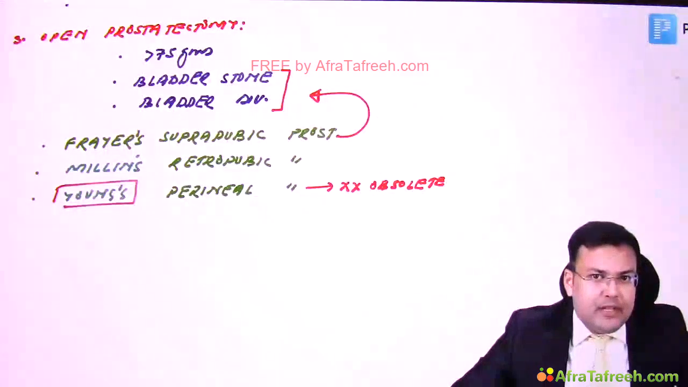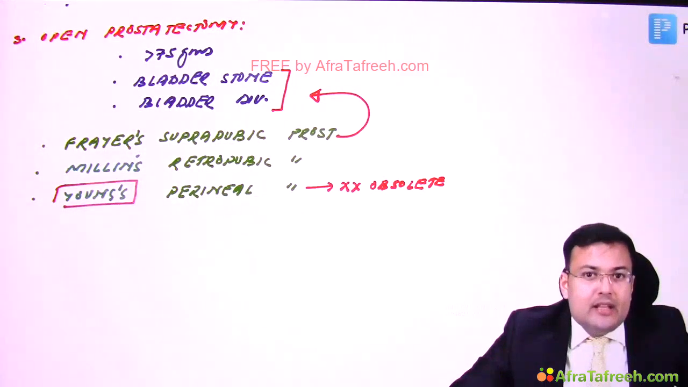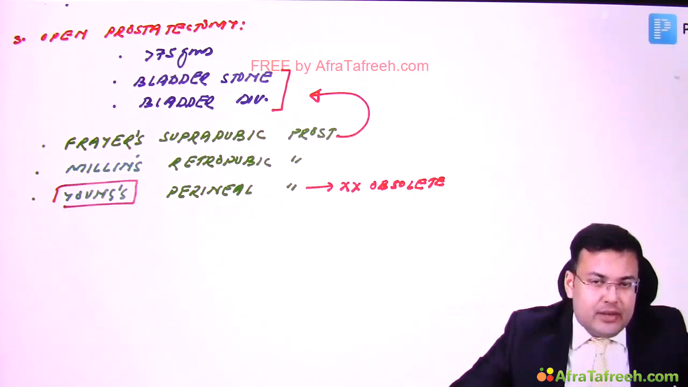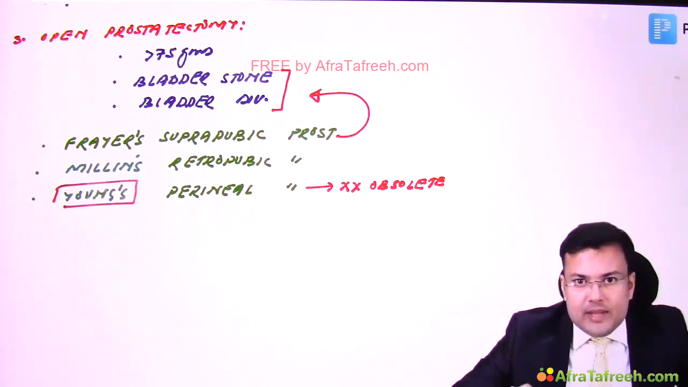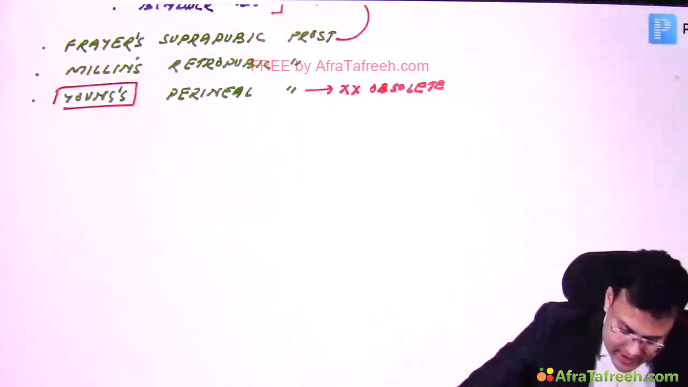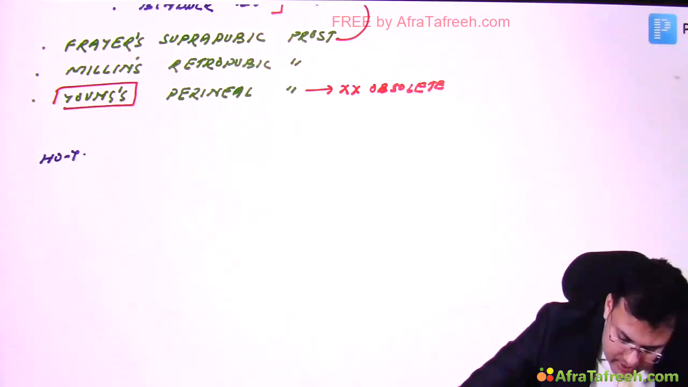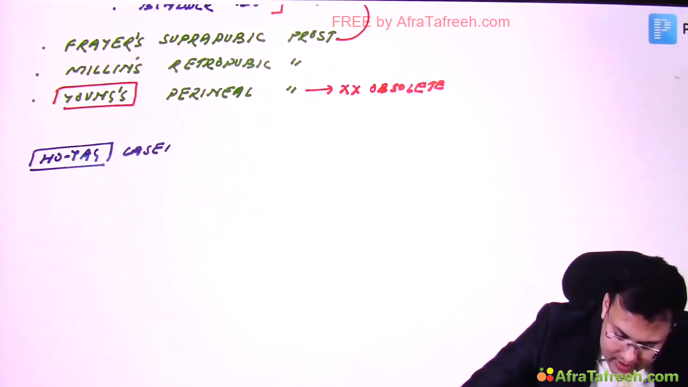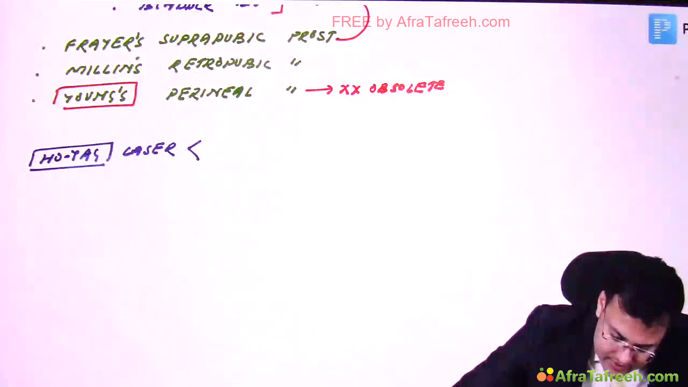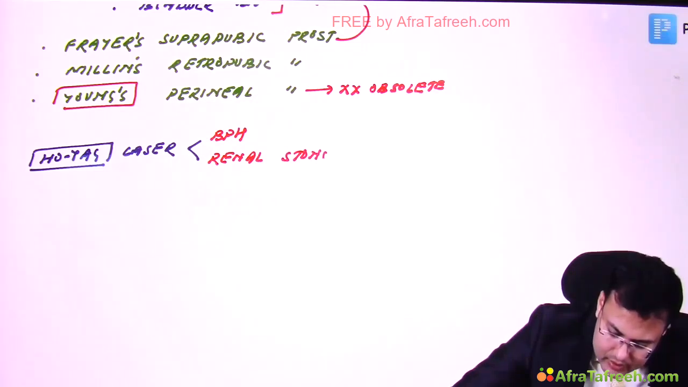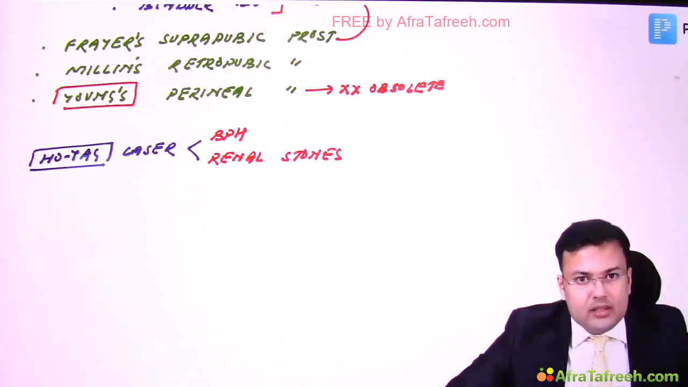For the treatment of BPH we can use laser also. In renal stones also we use laser. So which laser is used for BPH and the treatment of renal stone? It is the holmium-YAG laser, also known as HO-YAG. You have to remember it's the HO-YAG laser, used in BPH and in the treatment of renal stones. So this is how we manage BPH.